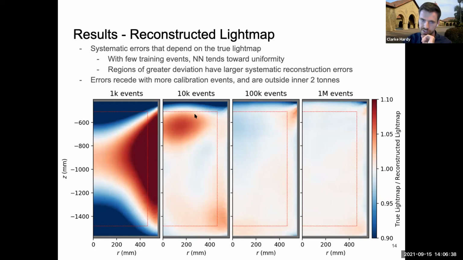But as we add more calibration events to our data set, these start to recede to the point where for the data set of 1 million events, we have a very clean reconstruction, particularly in the inner 2 tons indicated by this dotted line.